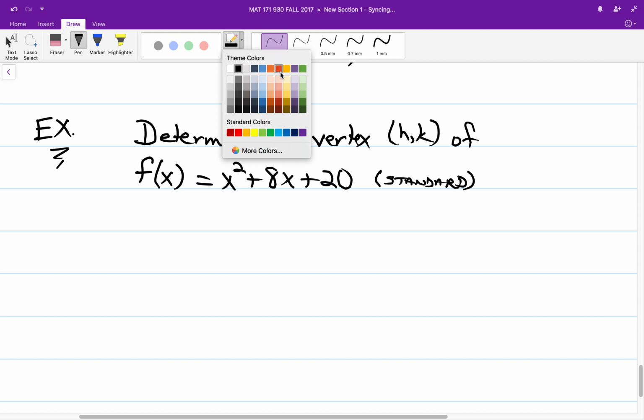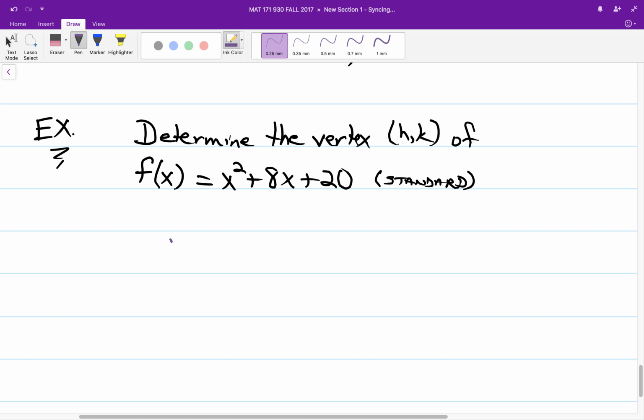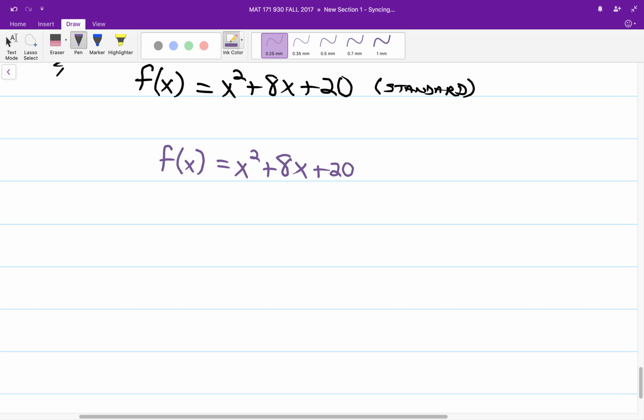So if I start out with the standard form, f of x is equal to x squared plus 8x plus 20, in creating the pathway to arriving at the vertex form, first of all, we do not have a squared trinomial. So what we're going to do is separate the variable terms apart from the constant at the end. And then we're going to do what is referred to as completing the square.